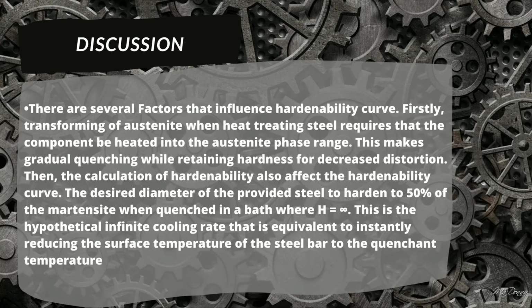There are several factors that influence the hardenability curve. Firstly, transforming to austenite when heat treating still requires that the component be heated into the austenite phase range. This makes for gradual quenching while retaining hardness with decreased distortion. Then the calculation of hardenability also affects the hardenability curve.